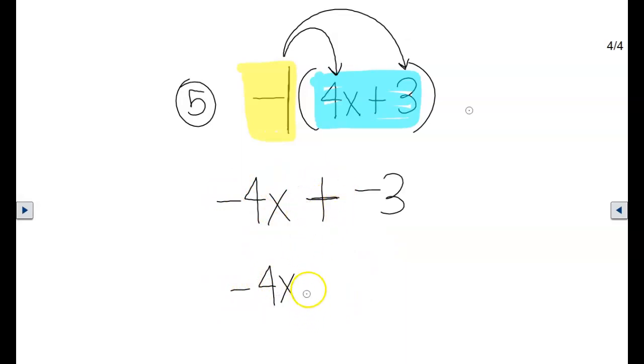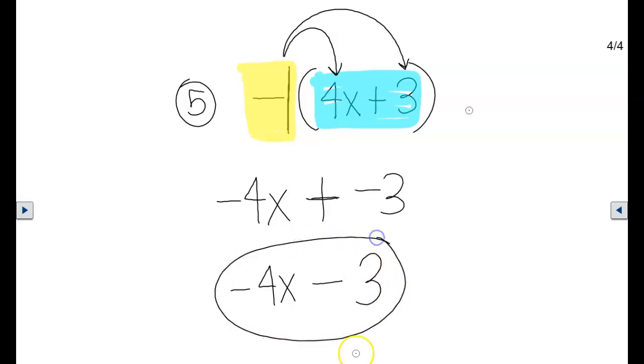Change it from plus to minus. Change it from -3 to +3. So we end up with -4x minus 3. This is the answer I would want for this problem. Notice your 4 was negative and stays that way. Why? And notice this time that your 3 was negative and appears to stay that way.